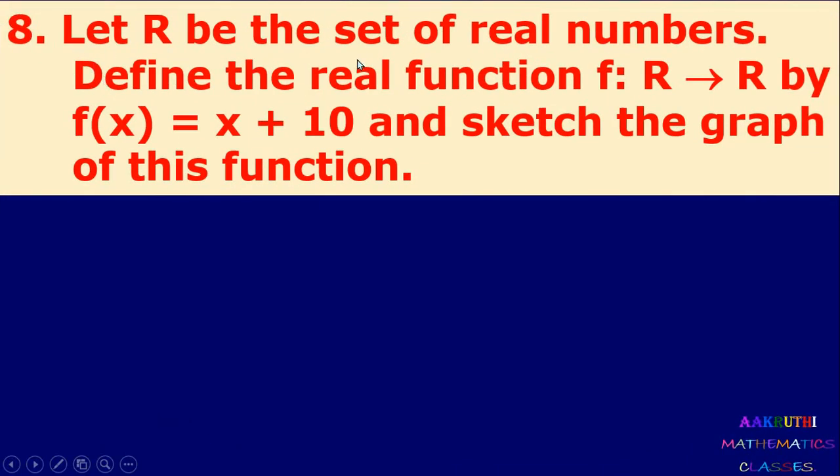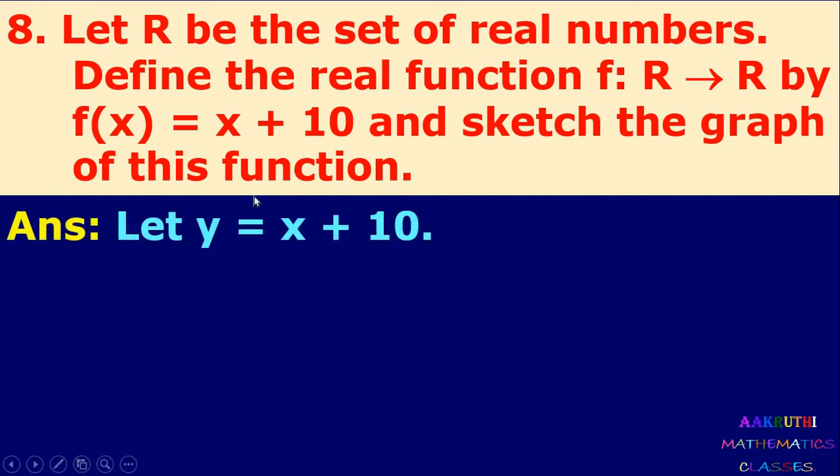So next problem, let R be the set of real numbers. Define the real function f from R to R by f of x is x plus 10, and sketch the graph of this function. So here given f of x is x plus 10 and we have to draw the graph of this function. It is a real valued function. Since it is a linear function, graph of a linear function is always a straight line. To draw a straight line, 2 points are enough.